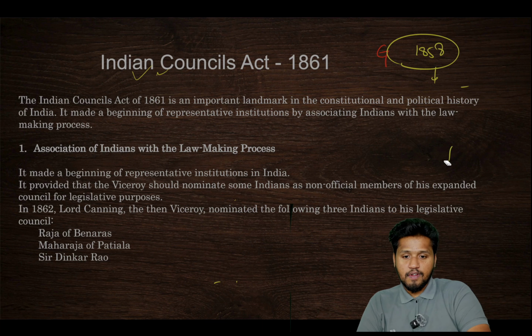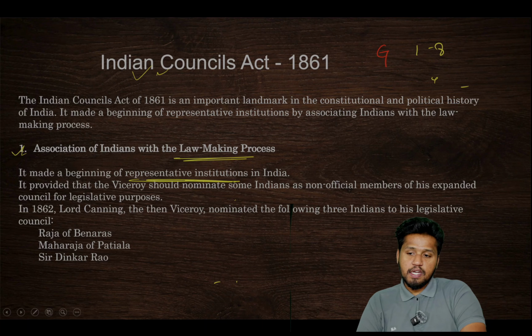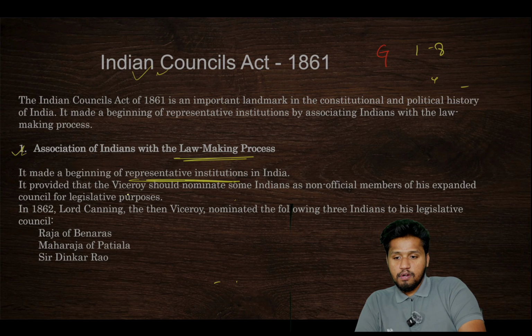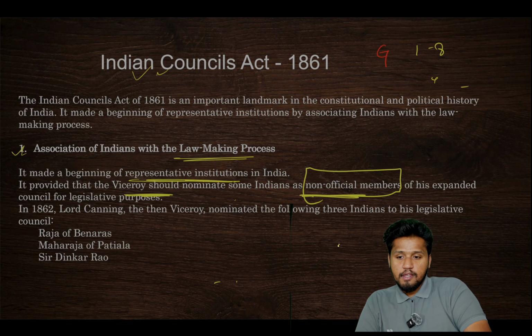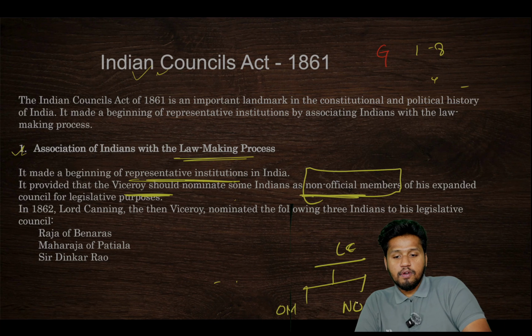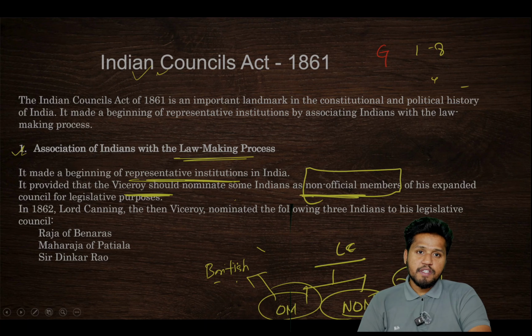Let's understand the key features one by one. The first one: association of Indians with the law-making process. It made a beginning of representative institutions in India. It provided that the Viceroy should nominate some Indians as non-official members. Now, if there are non-official members, there are also official members. In the Legislative Council, there are two types of members, official members and non-official members. These official members work for the British government. These non-official members don't work for the British government. That is the difference between official and non-official members.